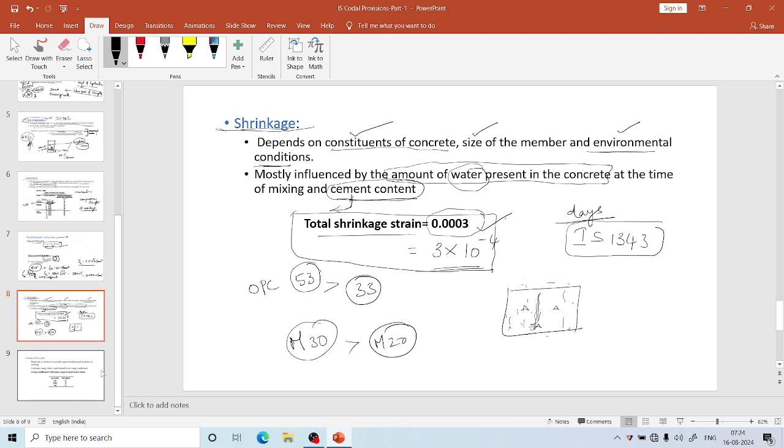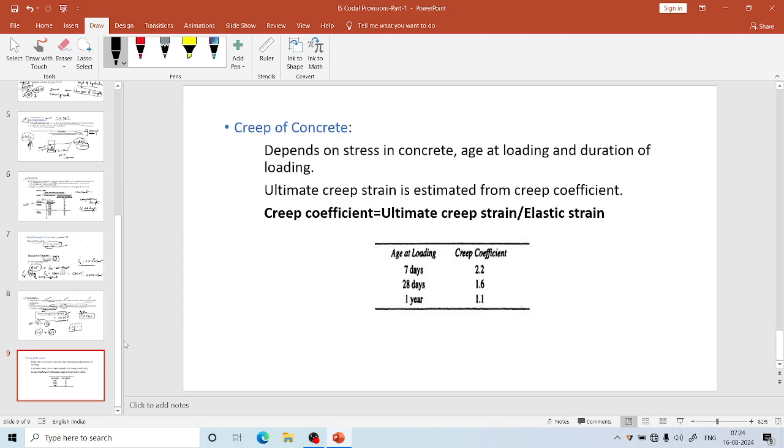And creep also depends on the constraints of the concrete, size of the member, everything. And in addition to this, it also depends on age at loading and duration of the loading. We all know creep is like deflection or deformation at constant loading. We are not changing the load. At constant loading, what is the deflection that is taking place? We call it creep.